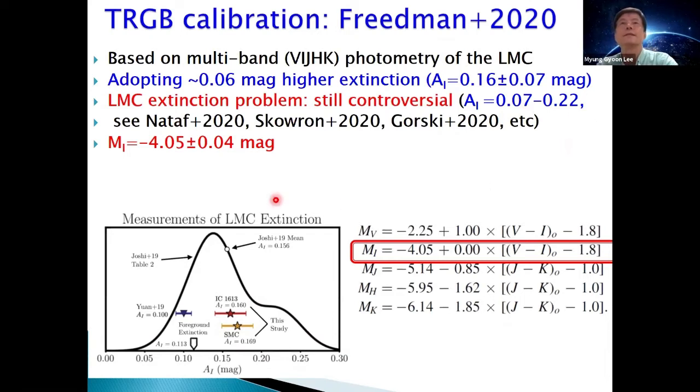But anyway, here the absolute magnitude of the TRGB in the I band is minus 4.05, plus or minus 0.04. This error is much smaller than in the past.